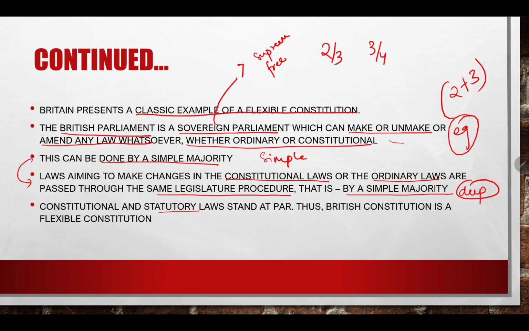Constitutional and statutory law stand at par. Thus, the British Constitution is a flexible constitution, so it can be amended. Just remember, the British Constitution can be amended by passing a simple majority, and it can be changed just like an ordinary law.